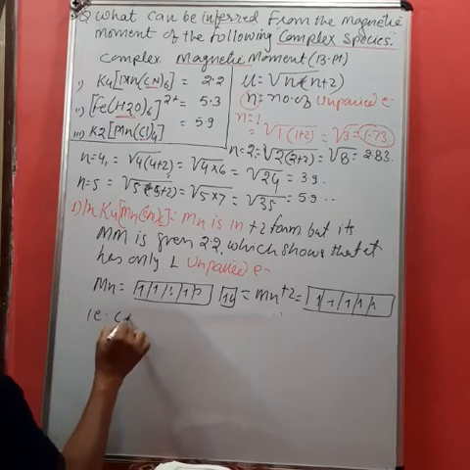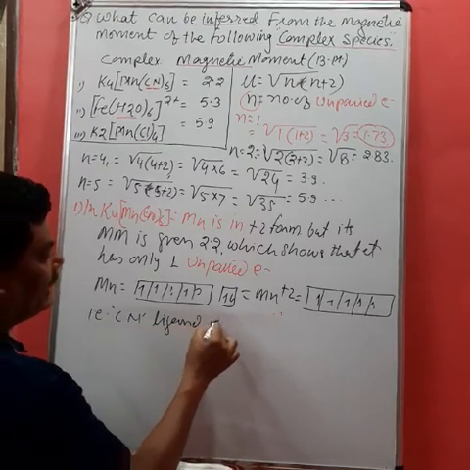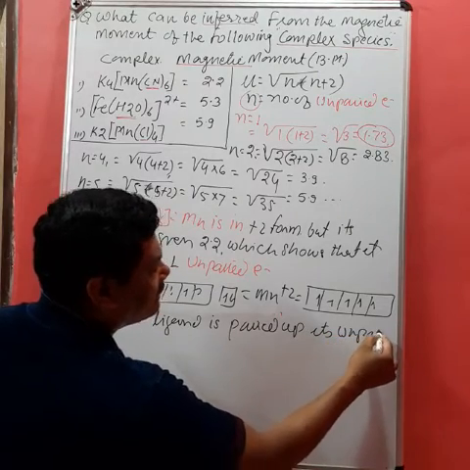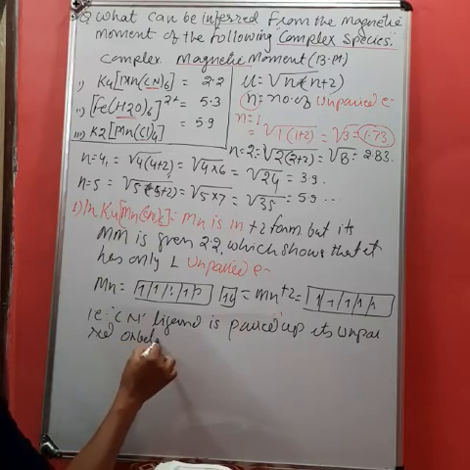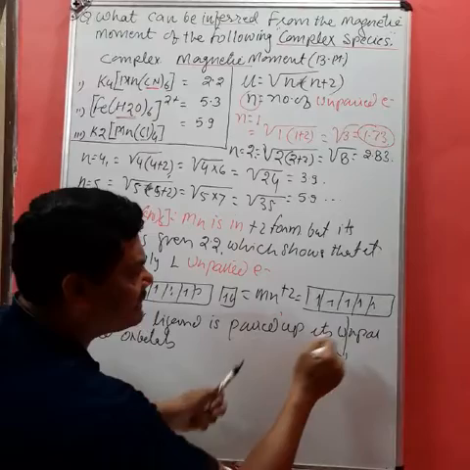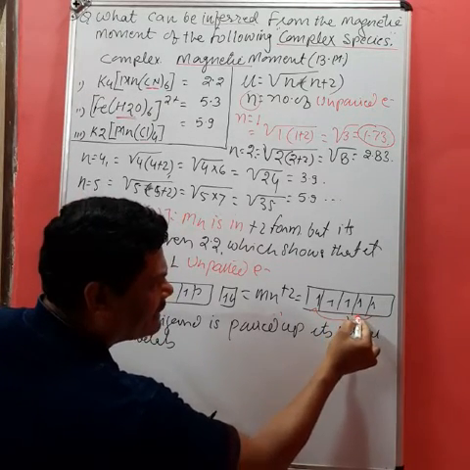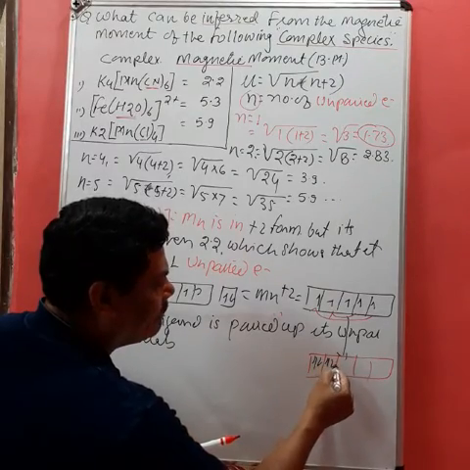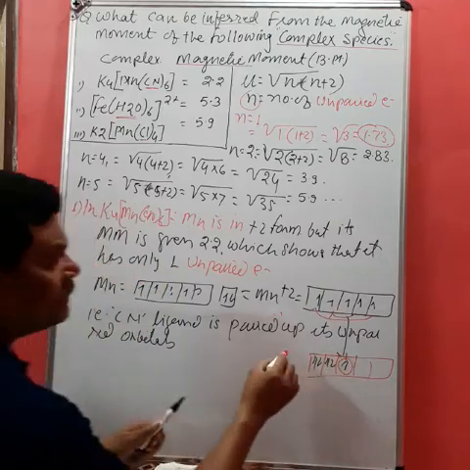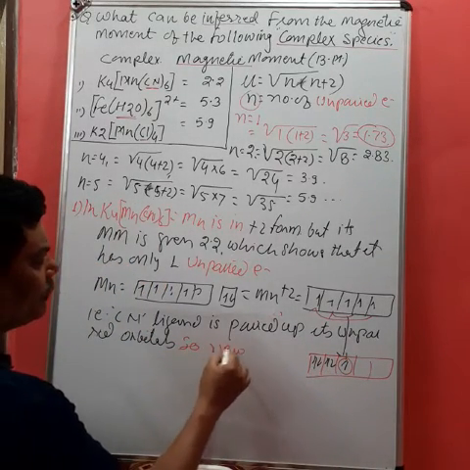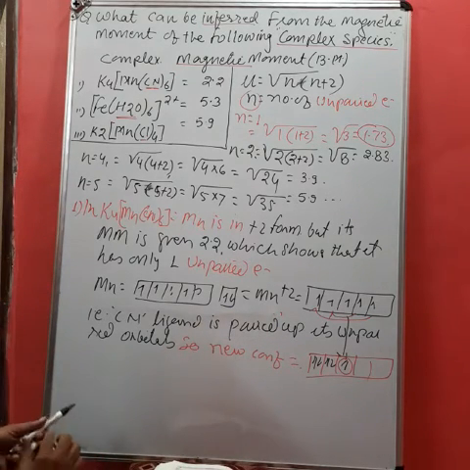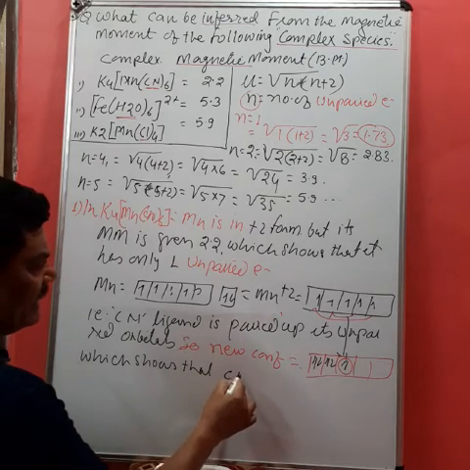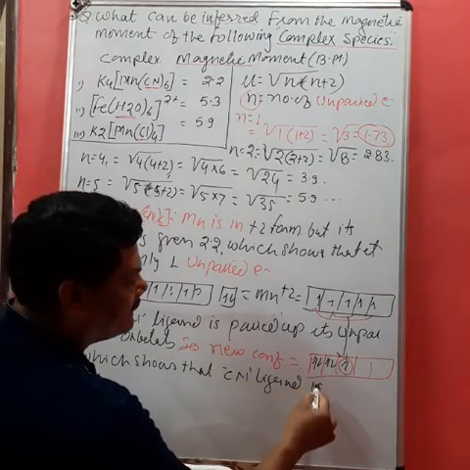That means the CN ligand has paired up its unpaired orbitals. If it pairs up its unpaired orbitals, this orbital is paired by this one, and this is paired by this one. So now the new configuration becomes: here paired, here again paired, and here unpaired. So this is the new configuration, which shows that the CN ligand is a strong ligand field.